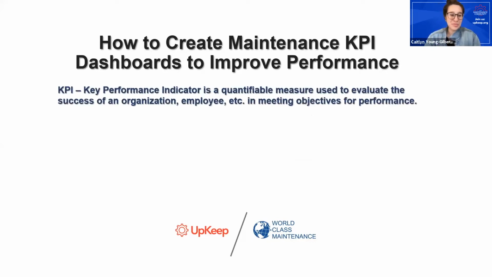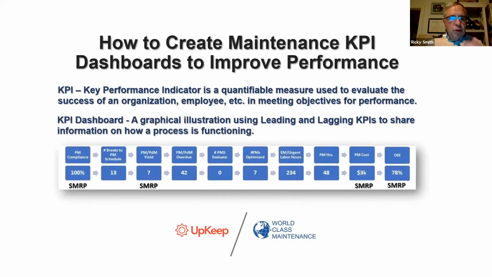So KPI is a key performance indicator. It's just a quantifiable measure used to evaluate the success of any organization, employees, or any process to meet the objectives and performance. That's why it's a performance indicator. So a KPI dashboard is just a graphical illustration using leading and lagging KPIs to share information on how a process is functioning. And here on this one, I've got the PM compliance at 100%. It's the SMRP metric.